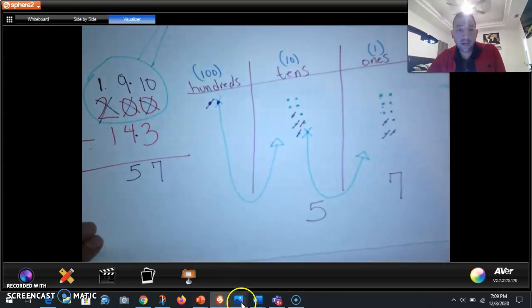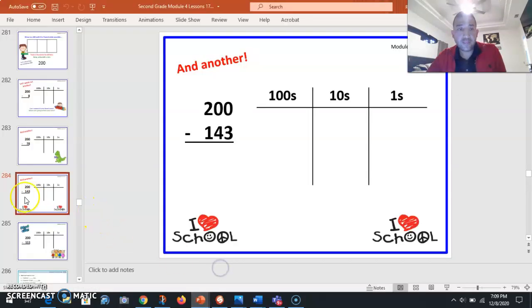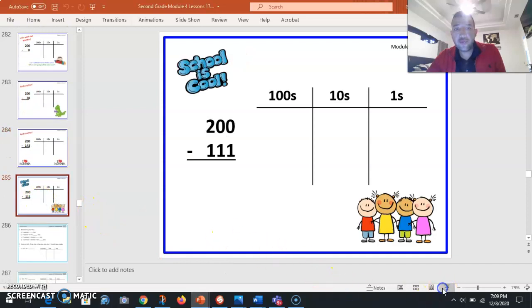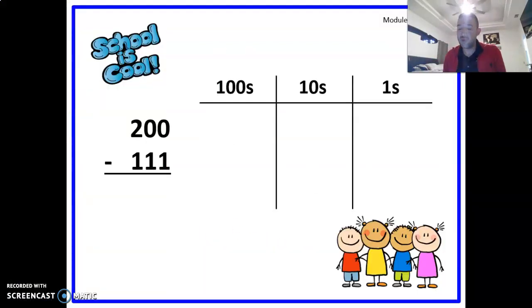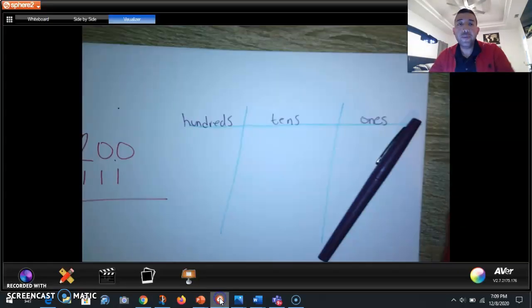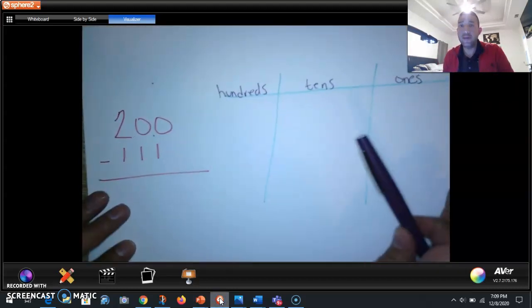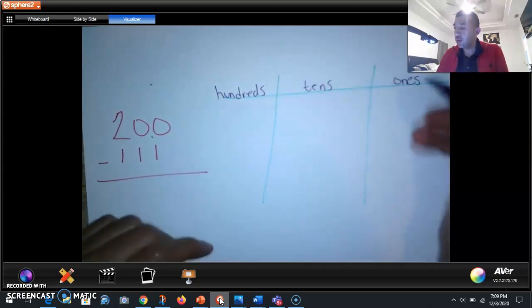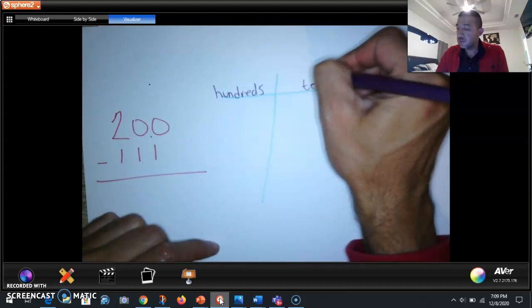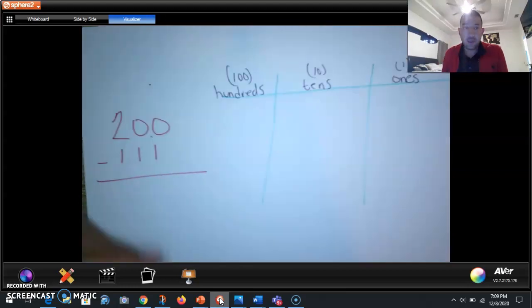Let's go with the last problem that we're going to be working out. The last problem is 200 minus 111. Yes, 200 minus 111, boys and girls. Go ahead and write the problem down with your place value chart. So this is what you should have by now. Writing the problem, 200 minus 111. Don't forget your place value chart. We know this is the ones, tens, and hundreds, right?